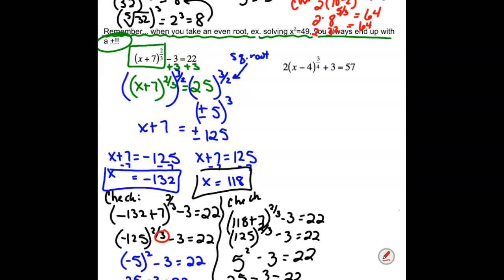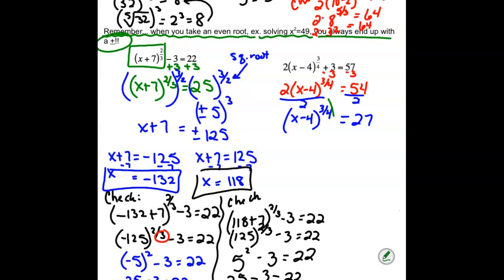All right, for the next one, we have a few things we have to do to unravel this one. The first thing I would do is get rid of that plus 3. We're going to subtract it over. So we have 2 times the quantity x minus 4 to the 3/4 power is equal to 54. Then we're going to divide out the 2 from both sides. So x minus 4 to the 3/4 power equals 27. And now to undo a 3/4 power, we're going to raise both sides to the reciprocal 4/3.